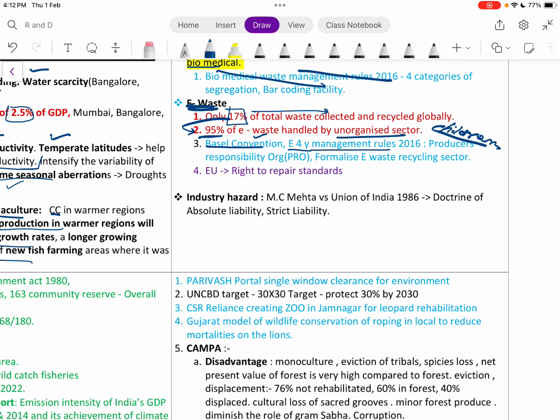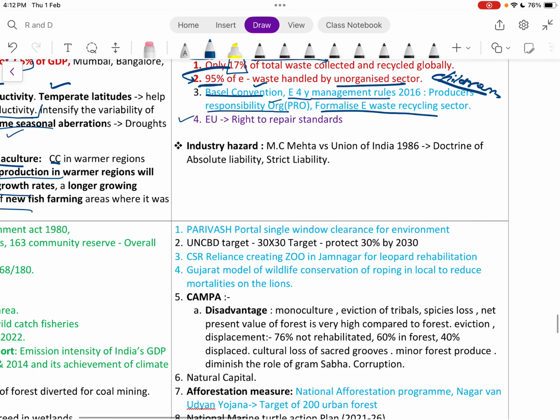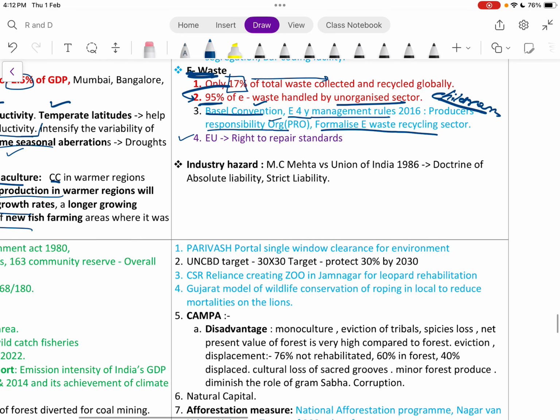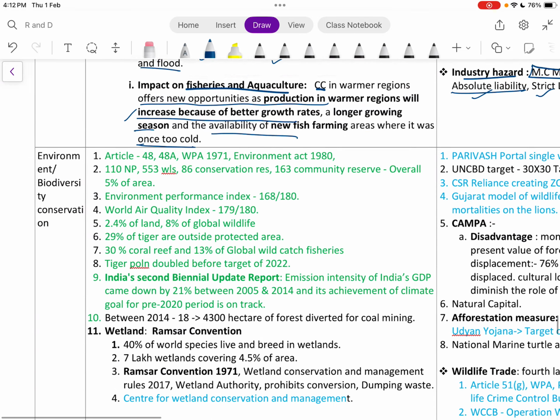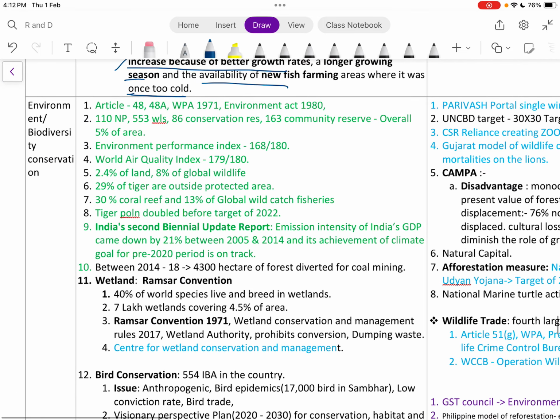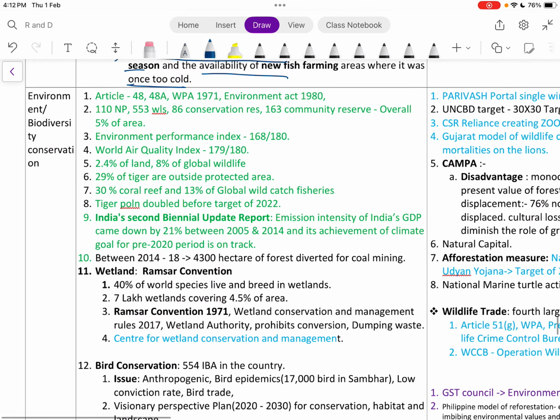E-waste Management Rules 2016. Producer Responsibility Organization, PRO. Formalize the e-waste recycling sector. Right to repair standards. Industry hazard: MC Mehta versus Union of India case. The doctrine of absolute liability, strict liability was applied. So that was it. That was the environmental degradation.